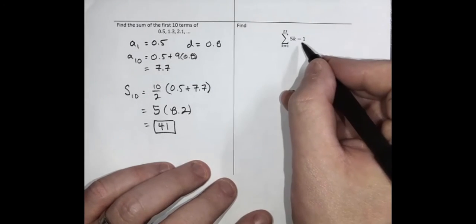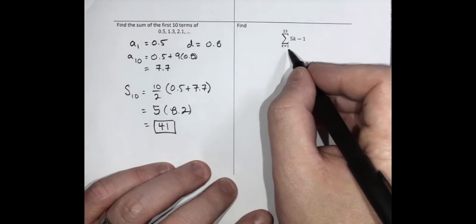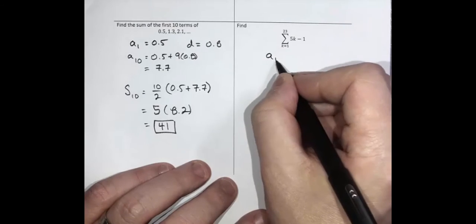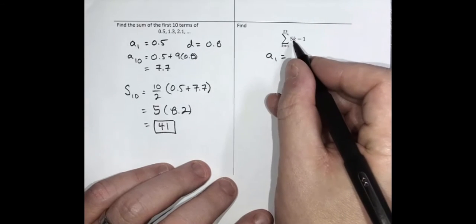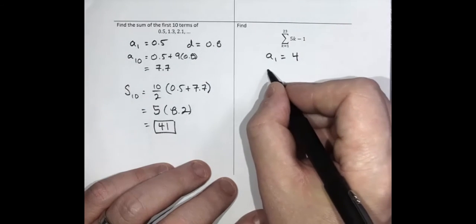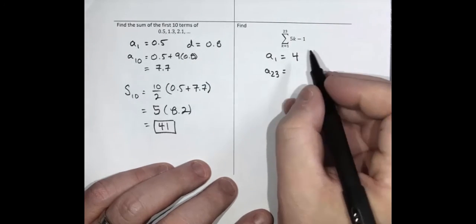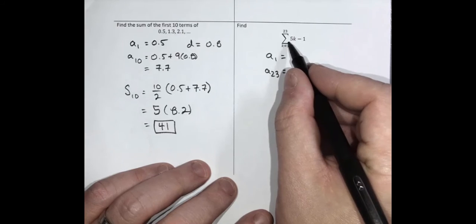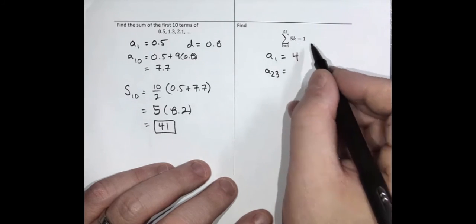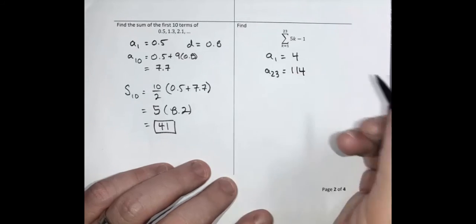And finally, the last one that's asked for here is the sum of the first 23 terms of this arithmetic sequence. So what's my first term this time is what I get when I plug in 1. 5 times 1 is 5. 5 minus 1 is 4. What is my 23rd term when I plug in 23? 5 times 23 is 115, and then subtracting 1 is 114.